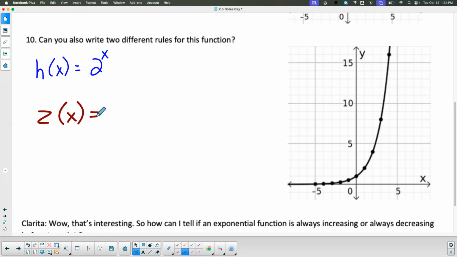would be what? So that we get the same graph. What's the first thing that we did? We reciprocated it. So what's the reciprocal of 2? 1/2. So then that's going to be 1/2 to the negative x power.